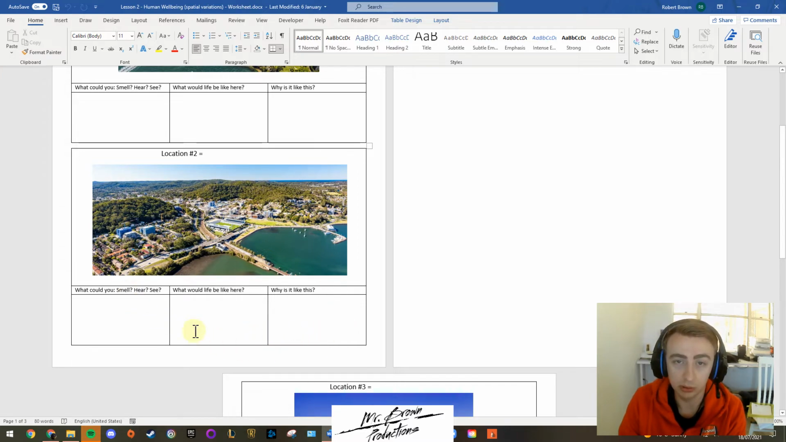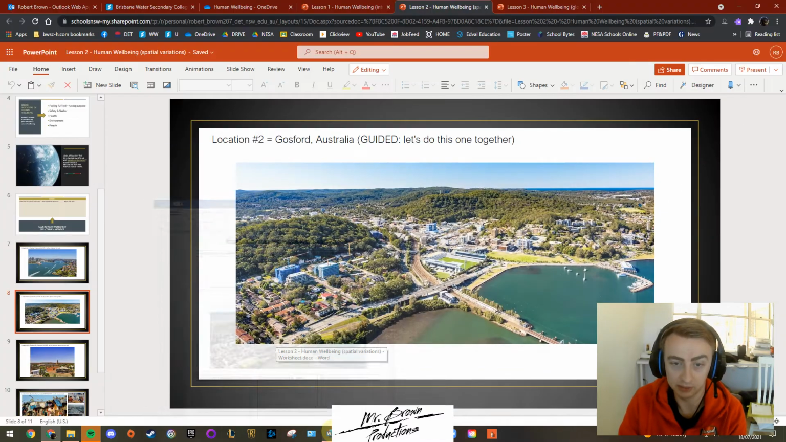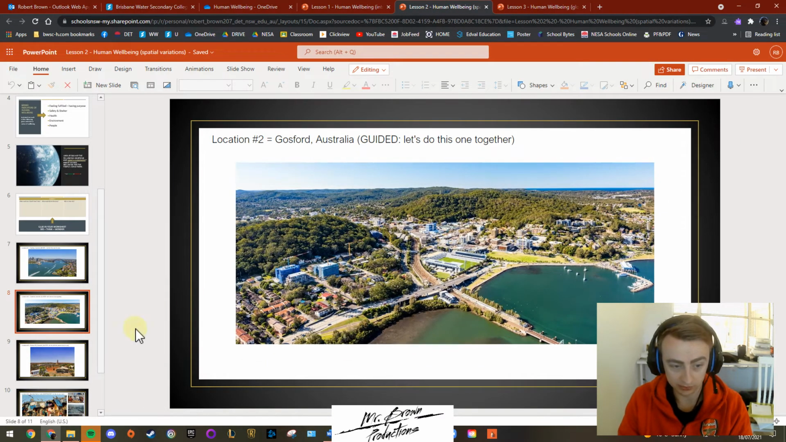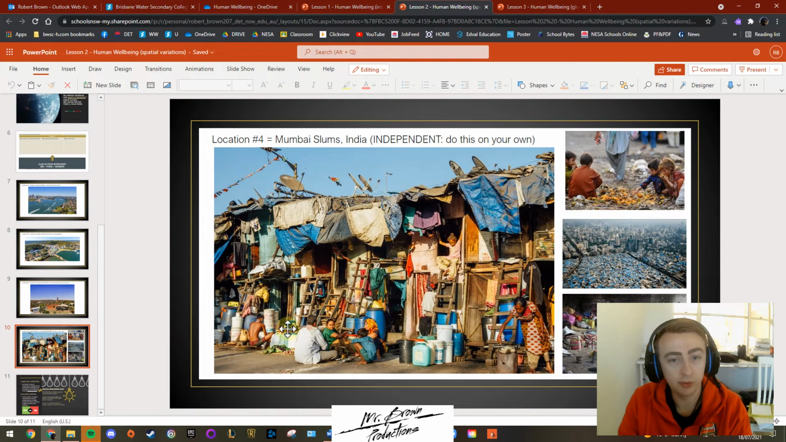In doing all these things, you're making a judgment or an evaluation on this place based on its human well-being. You're listing some positive and some negative characteristics and then making a rating out of 10. So do that for Gosford. Then do it for location 3, which is Broken Hill, Australia. And here's an image there. And then your final one is we're moving away from Australia into India. So you've got 4 different photos there.